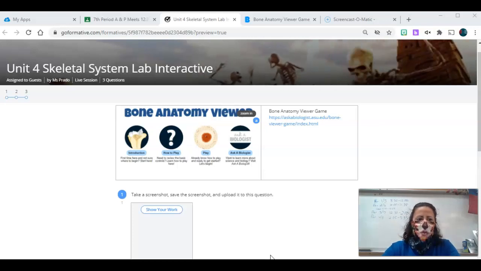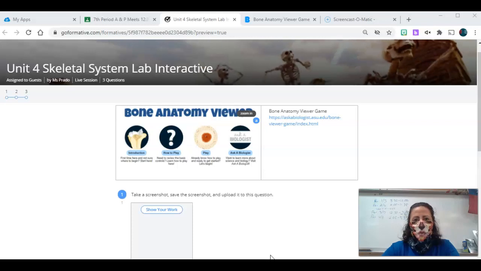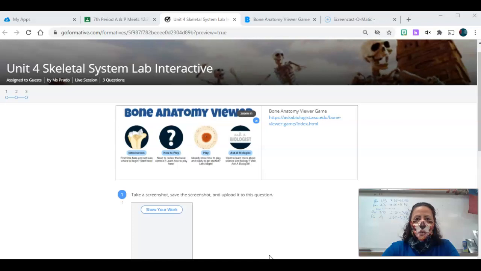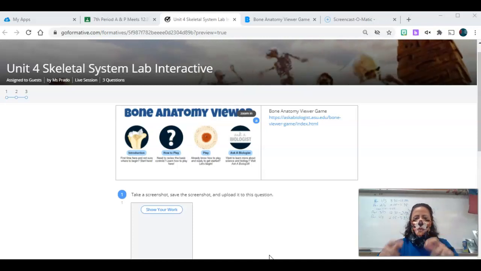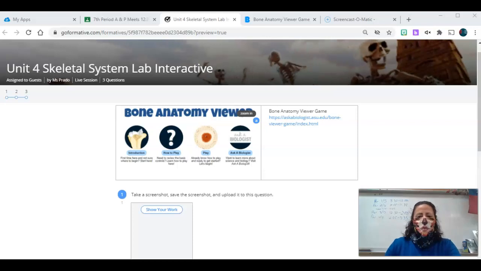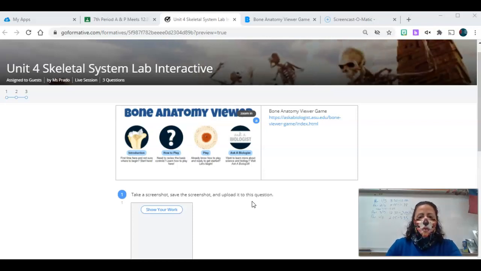Today is October 29th, just a few days from Halloween, and I wanted to go over with you the Skeletal System Lab. It is an interactive lab online, and it's probably better than any real dissection lab that we could have done because it's taking some illustrative liberties with how we can actually manipulate the skeletal system. But that's actually pretty good.